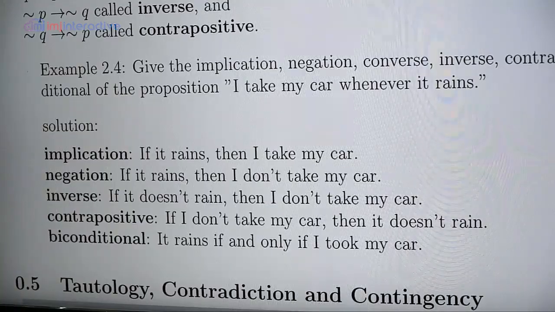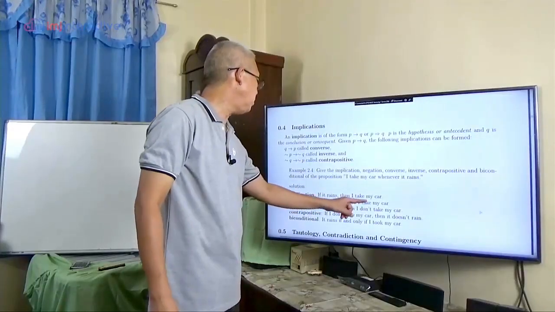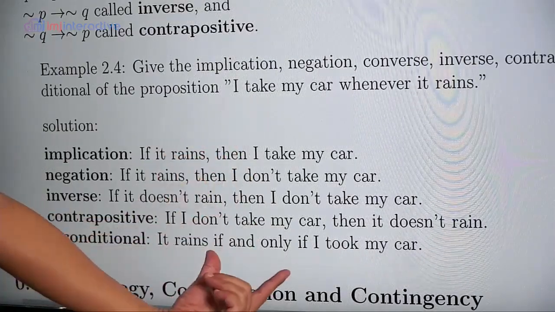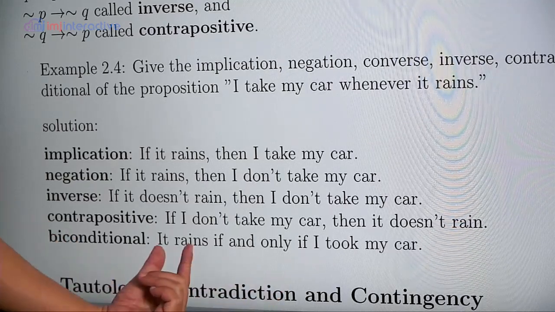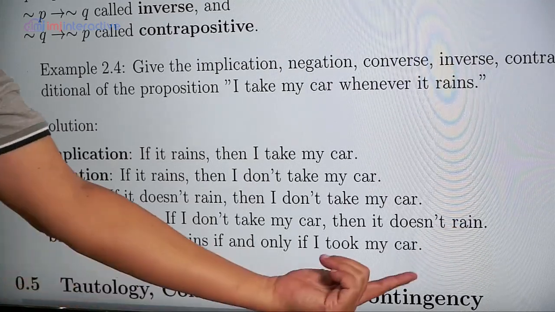What is now the biconditional? Going back to the original, just change if then into if and only if. So, it rains if and only if I take my car.